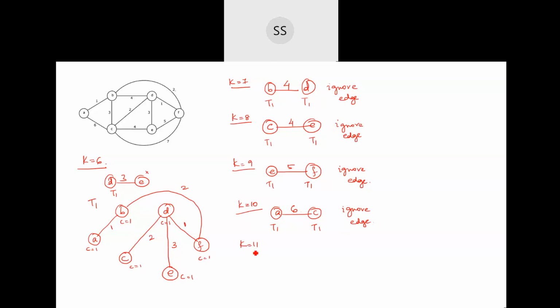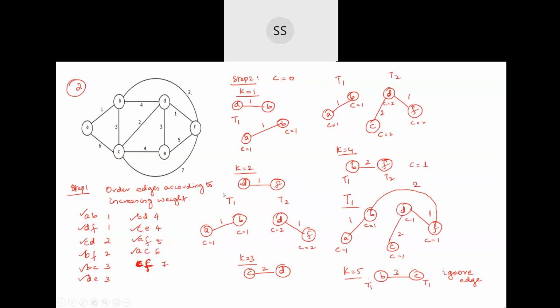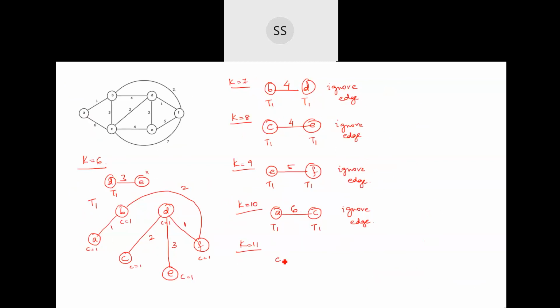Next, we take the last edge that we have. The last edge is CF. So when I take C and F, what is the value? It is said to be 7. I see that C belongs to the tree T1 and F also belongs to the tree T1. So again, I'll say, please ignore this edge. So which is your final minimum spanning tree using Kruskal's algorithm?